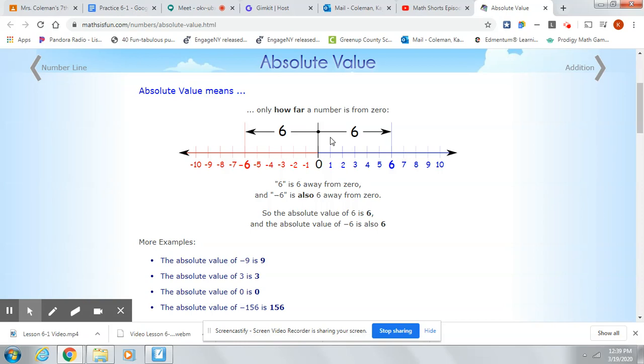Okay. If you're finding the opposite, you need to find the opposite sign. Absolute value, always positive. You have to learn how to keep those two separated. Those are two different things.